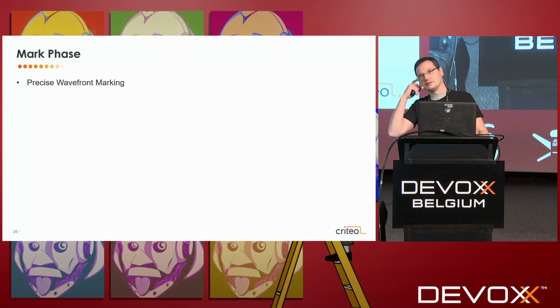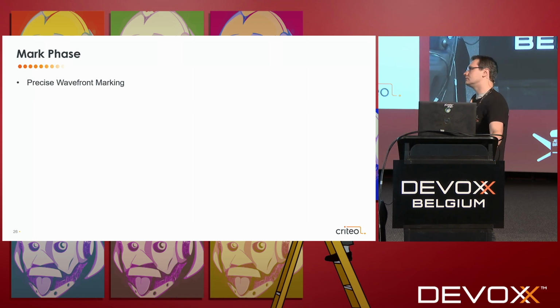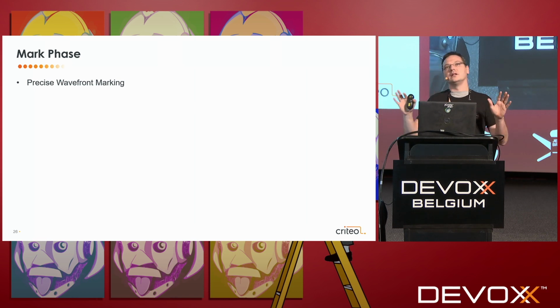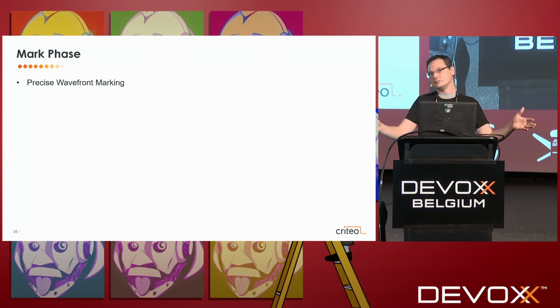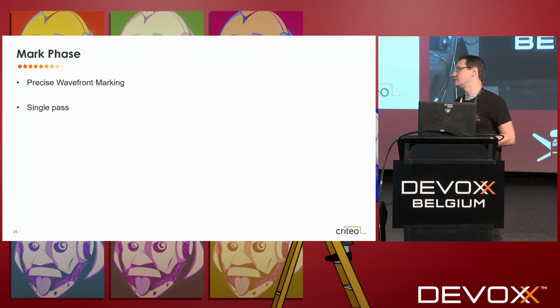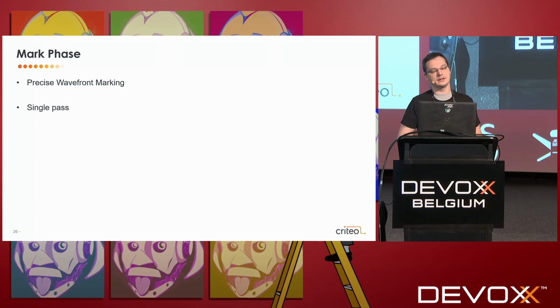The mark phase is not the classic concurrent marking that we have. It's a precise wavefront marking. That's a big word to say it's like a parallel GC. They do the marking through the whole object graph as if there were no modification of the object graph. The benefit is that it's single pass. There is no catch-up or final remark when doing this.